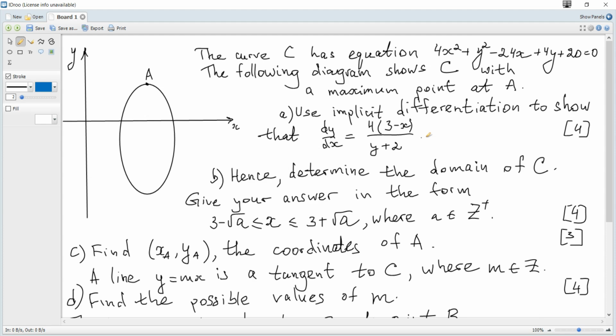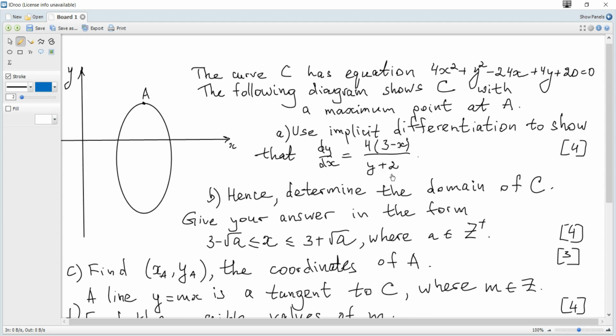The curve C has the given equation. The following diagram shows C with the maximum point at A. Question A. Use implicit differentiation to show that dy over dx is equal to this. So we need to differentiate each term on both sides with respect to x.